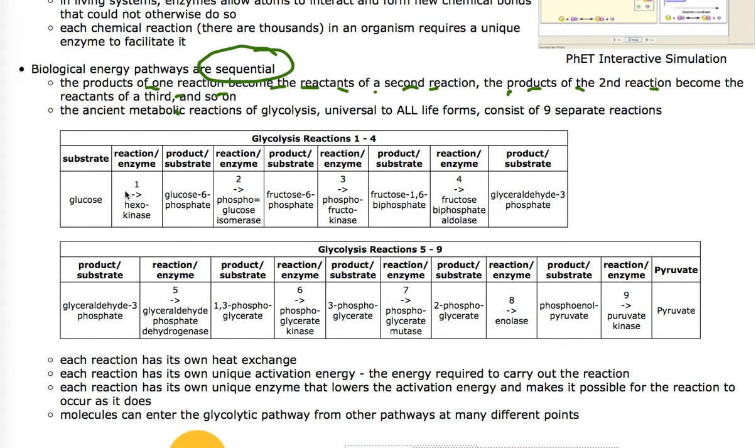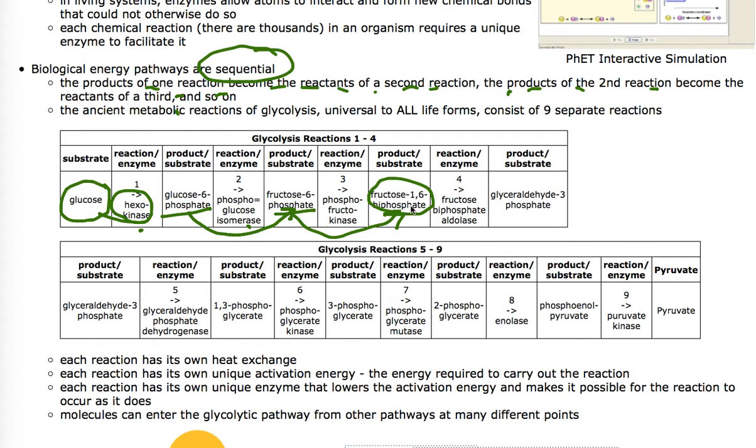Glycolysis is a classic example of this. Glucose, by the use of an enzyme called hexokinase, is converted to glucose 6-phosphate. That's the first step of glycolysis. But then glucose 6-phosphate is converted to fructose 6-phosphate by phosphoglucose isomerase, which is another enzyme that's different than hexokinase. Fructose 6-phosphate is converted to fructose 1,6-bisphosphate by yet another enzyme called phosphofructokinase.